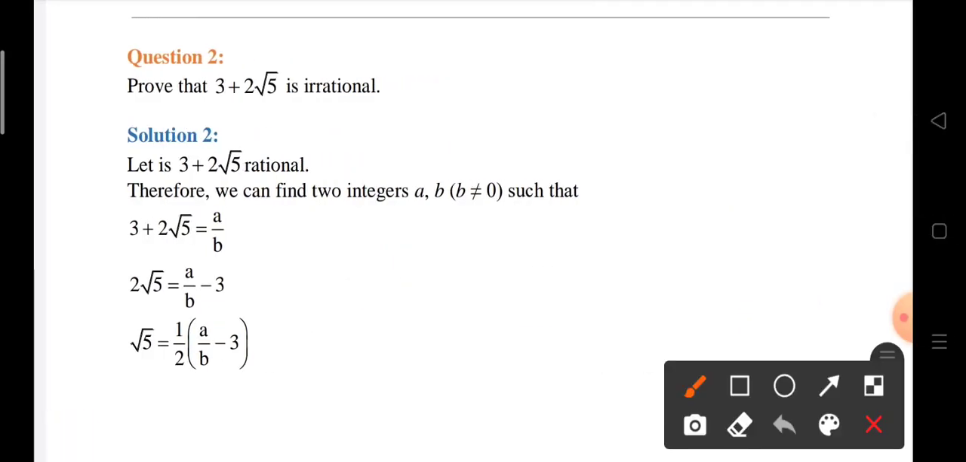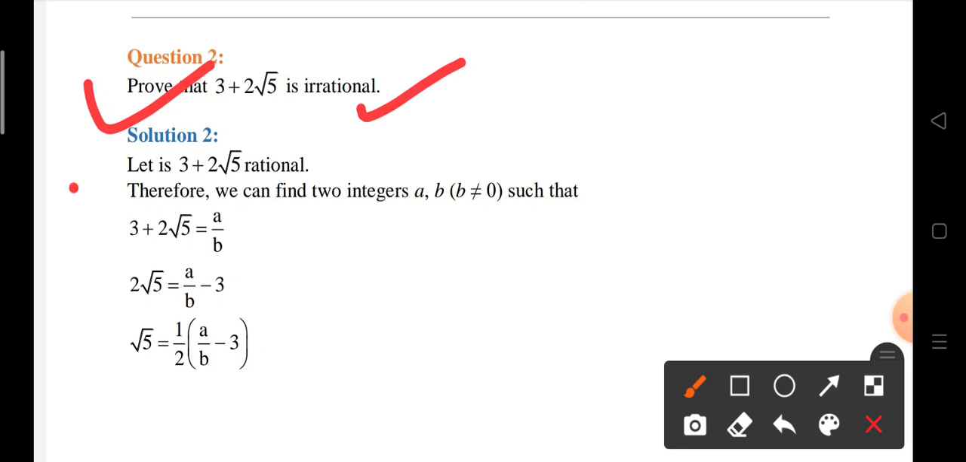We have to prove that 3 plus 2 root 5 is an irrational number. We do it with the contradiction method. That means we assume in the initial step that it is a rational number, and then the conditions for it will not be satisfied. By the contradiction, our assumption will become wrong.